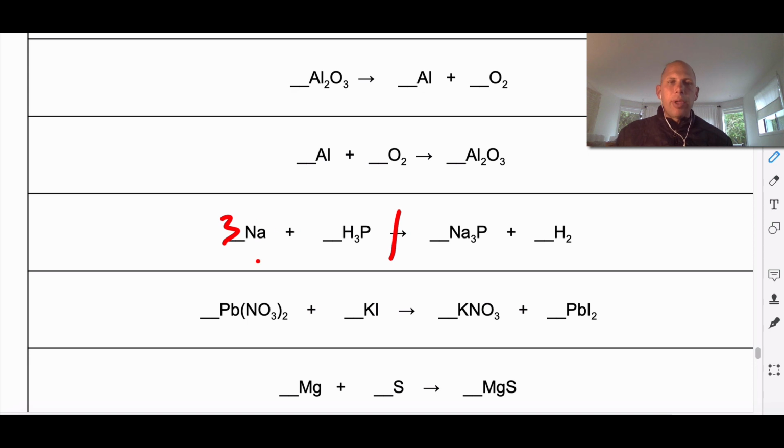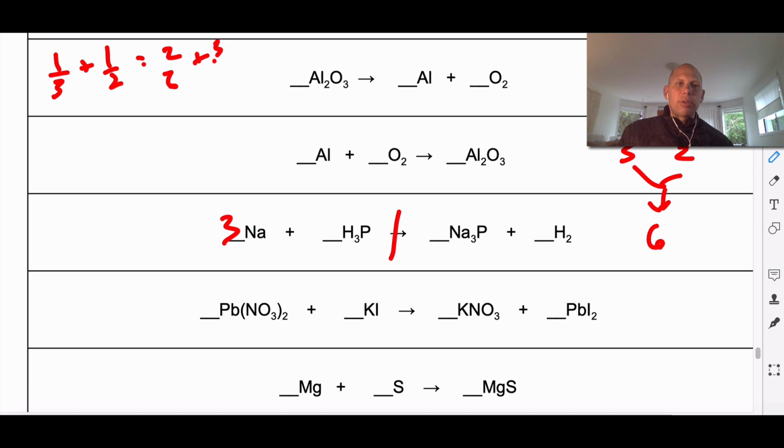Let's balance it again. How many Na's here? 3. How many Na's here? 3. How many H's here? 3. How many H's here? 2. So whenever you see 3 and 2, just swap them with each other, because what you're really doing is making a least common multiple of 6. It's kind of like adding 1/3 plus 1/2, right? You would cross multiply to get 2/6 plus 3/6.